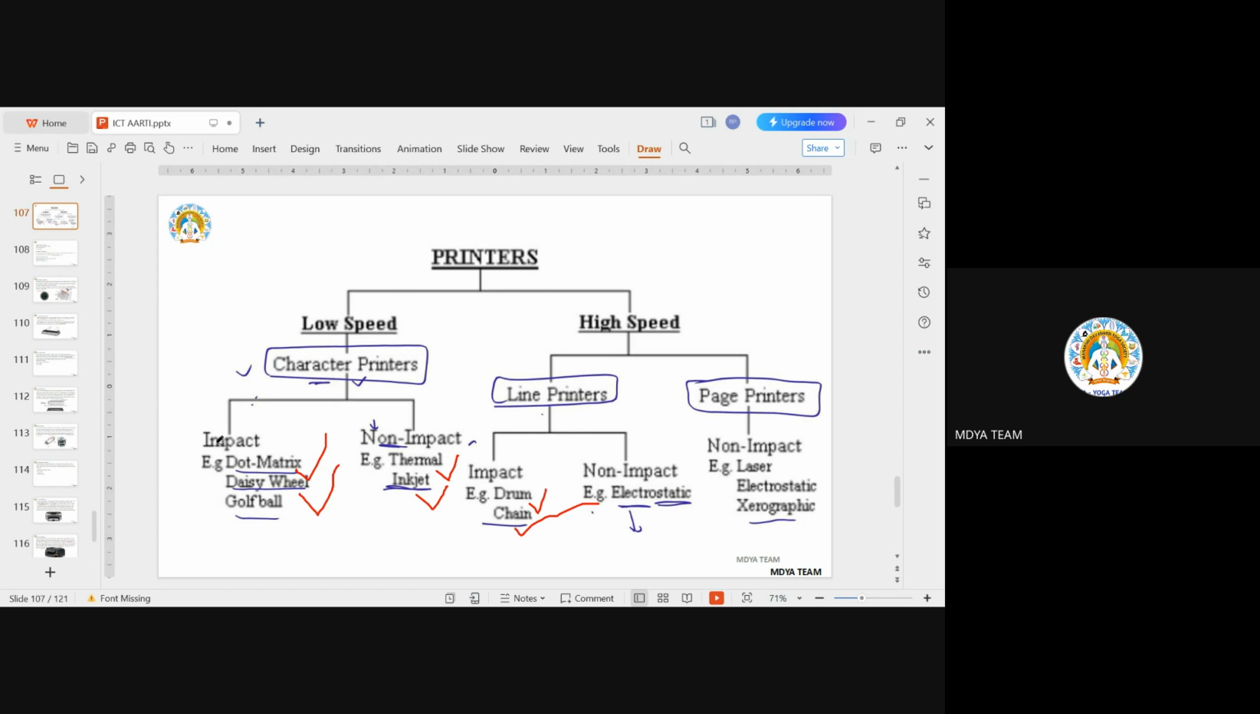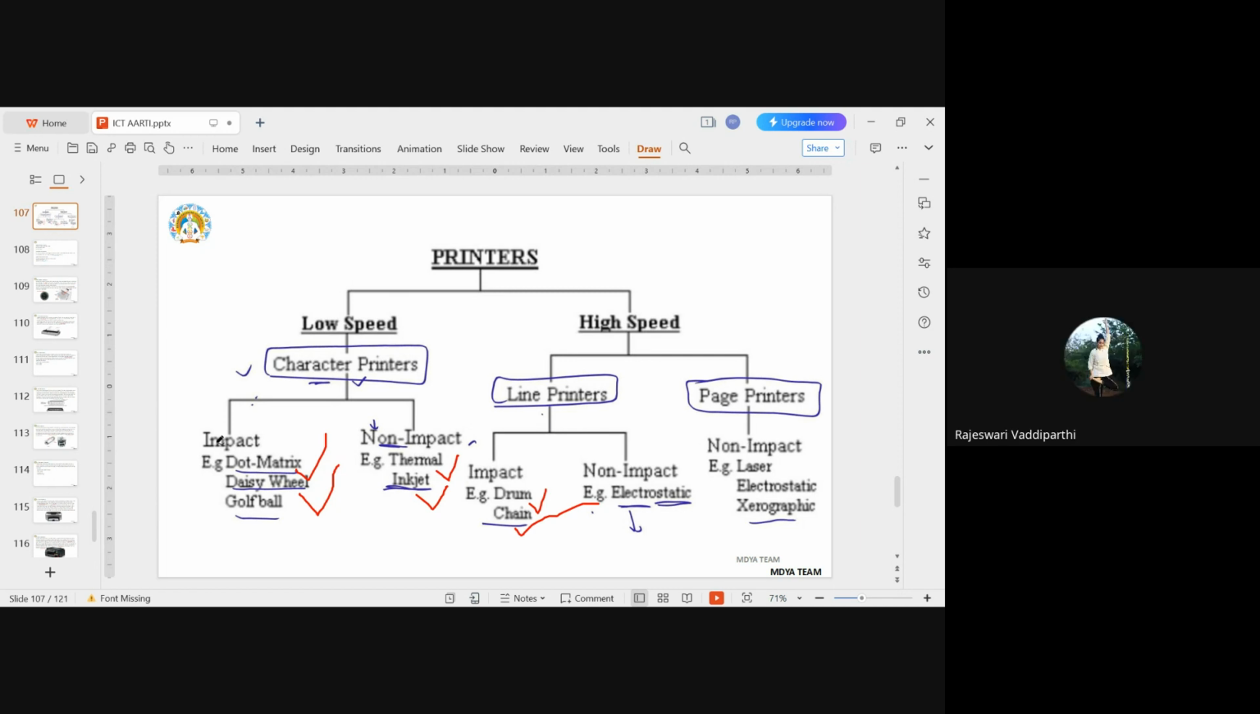Ma'am, in the high speed line printers, when you say impact drum and chain, is it the same technology, that they hit the paper? Yes, they hit the paper. There is also a hammer present, but their speed is much higher because they are printing a line at a time, so their speed is much more than the character printer.